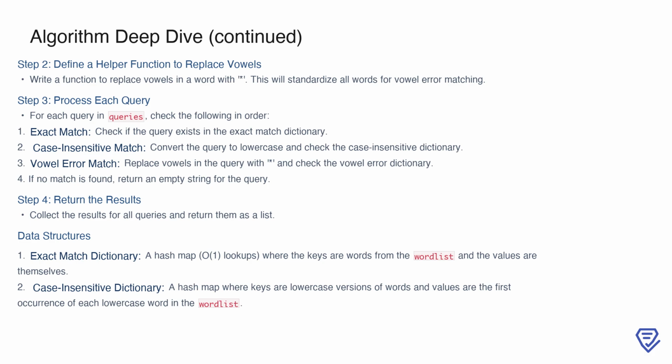For every query, we follow a systematic approach. First, we check if the query has an exact match in the exact match dictionary. If no exact match is found, we convert the query to lowercase and look it up in the case-insensitive dictionary. If this also fails, we replace the vowels in the query with asterisk and check the vowel error dictionary. If none of these checks yield a result, we return an empty string for that query. Finally, we collect the results for all queries and return them as a list, ensuring that each query is resolved as efficiently as possible.